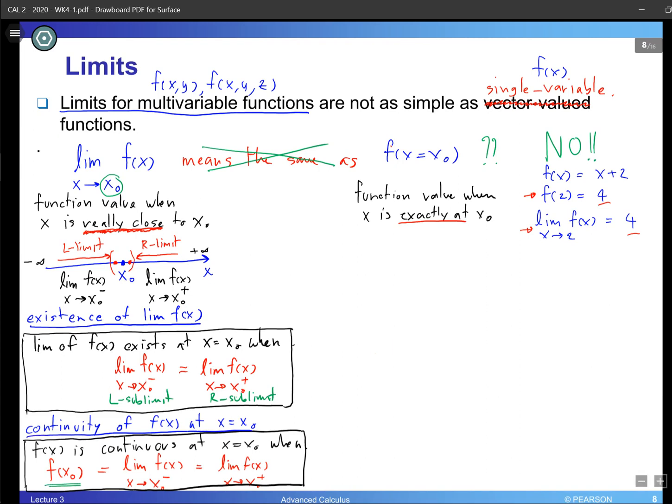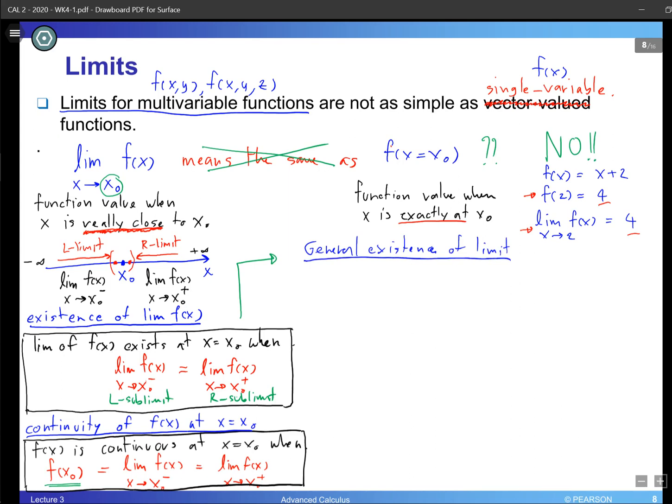So I'm going to expand this definition of existence of limits to a general form. So here is the general form, the general existence of limit. Alright, and we hope that we can use this on multivariable functions.